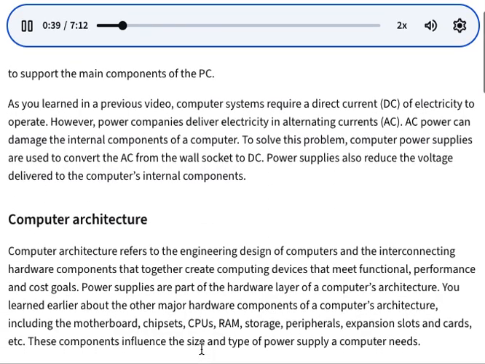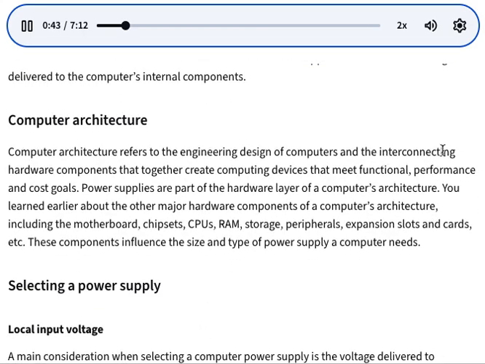Computer architecture. Computer architecture refers to the engineering design of computers and the interconnecting hardware components that together create computing devices that meet functional, performance, and cost goals. Power supplies are part of the hardware layer of a computer's architecture. We learned earlier about the other major hardware components of a computer's architecture: motherboard, chipsets, CPUs, RAM, storage, peripherals, expansion slots, and cards, etc. These components influence the size and type of power supply a computer needs.